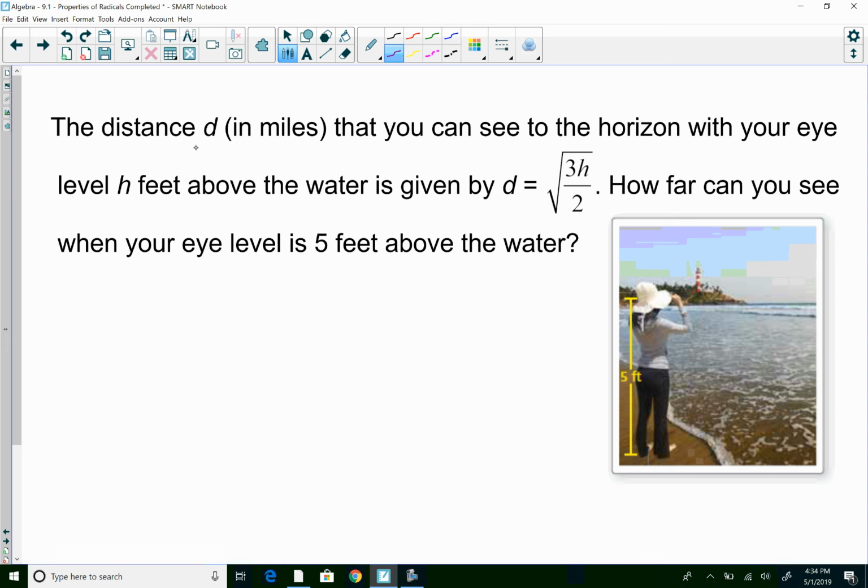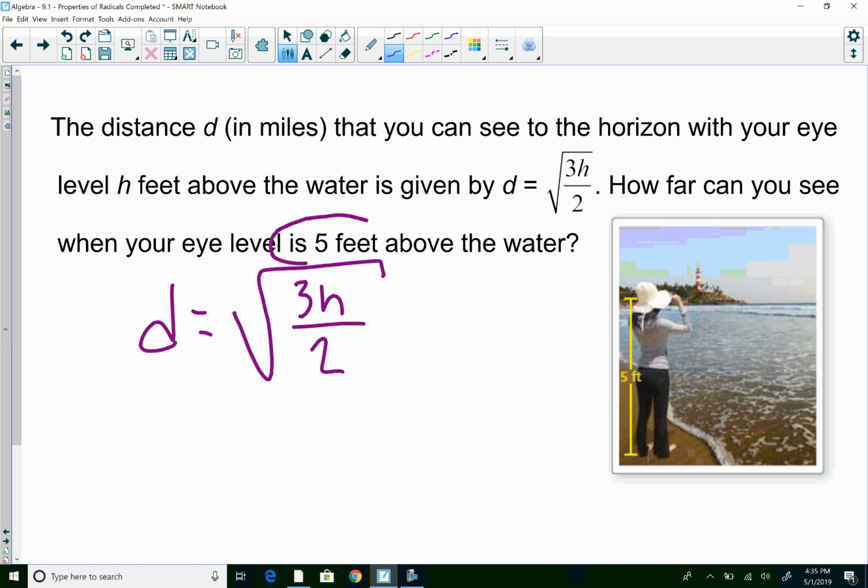Word problem. The distance in miles that you can see to the horizon with your eye level, h feet above the water, is given by this function here. D equals the square root of 3h over 2. How far can you see when your eye level is 5 feet above the water? Okay, so we've got this person standing here. Remember, h is feet. So realistically, they just want you to take 5 and plug it in.